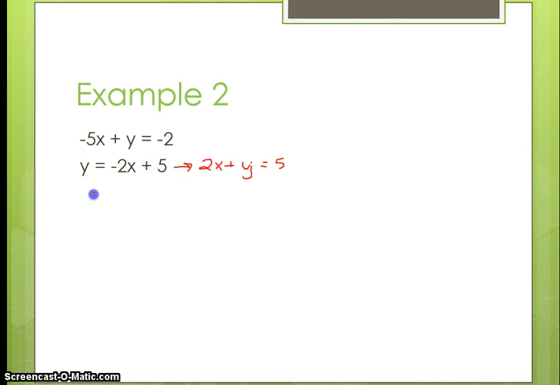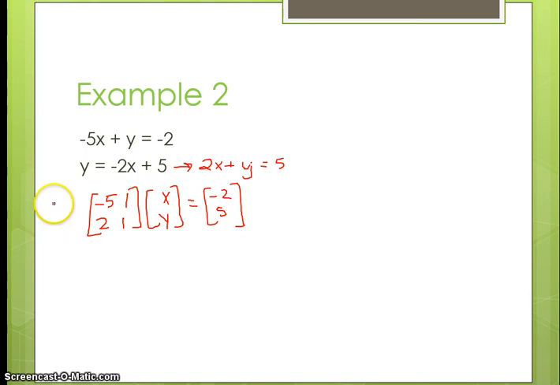When you write your matrix equation, it's going to be -5, 1, 2, 1 times x, y equals -2, 5. From there, you need to find your inverse matrix. Just first as a hint, or as a check, your determinant should be -7. So go ahead and find your inverse matrix.